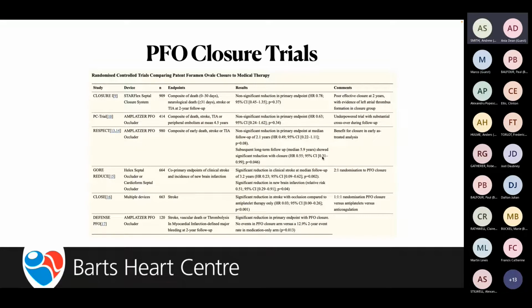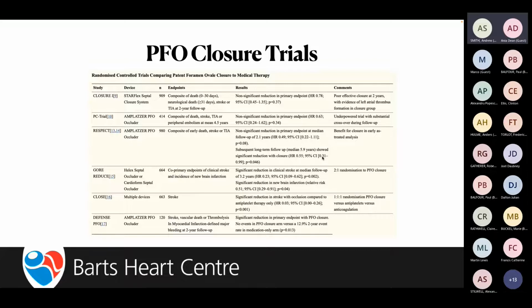I won't dwell on this too much, but just to give you a little bit of context about PFO closure and some of the trial data, it's been very extensively investigated in a number of randomized controlled trials. The top 3 of them are pre-2016 trials, and the outcomes of those, although they did suggest a benefit of PFO closure in the context of cryptogenic stroke, weren't totally conclusive, and the jury was out.